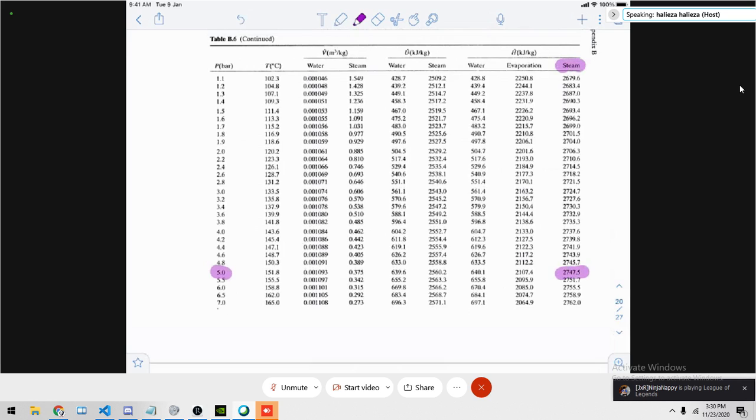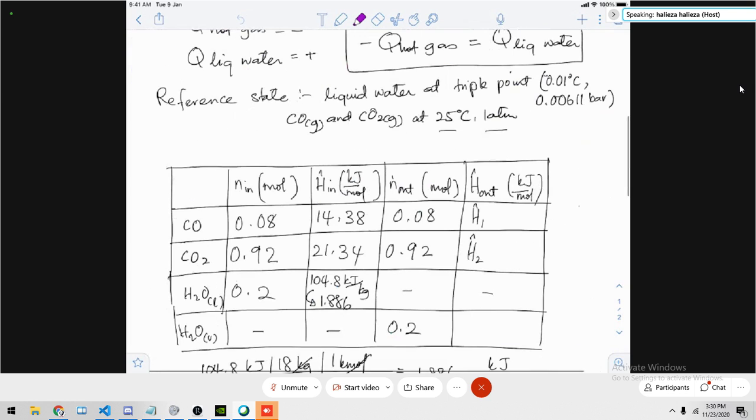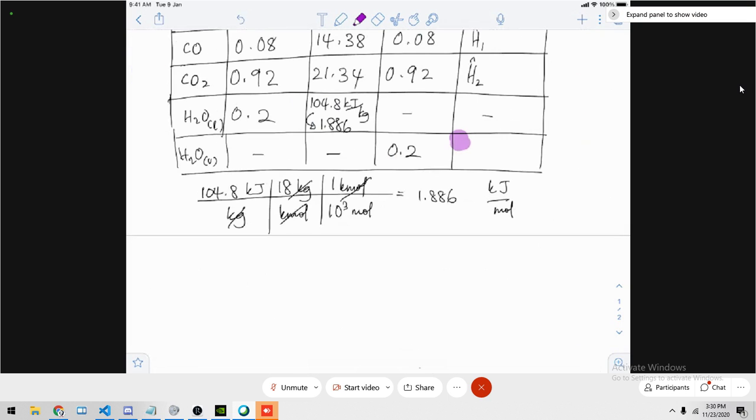Is that the value? 2747.5? Is that it? Yes, it is. 2747.5. So let's go back. 2747.5 kilojoules per kilogram. Again, we change that to kilojoules per mole.